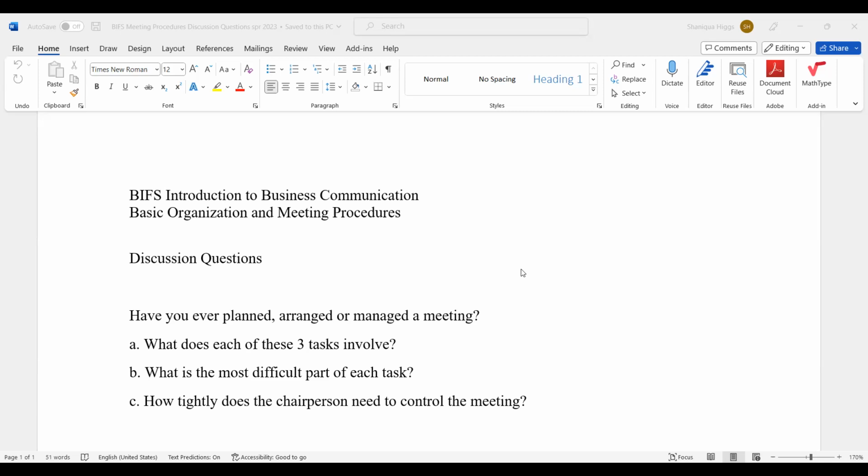How tightly does the chairperson need to control the meeting? That depends on the kind of meeting. What do I mean by that? The level of control the chairperson needs to have is determined by the kind of meeting. Consider Chanel's example of the powwow and the more informal meeting with her colleagues. Does that require a whole lot of control?